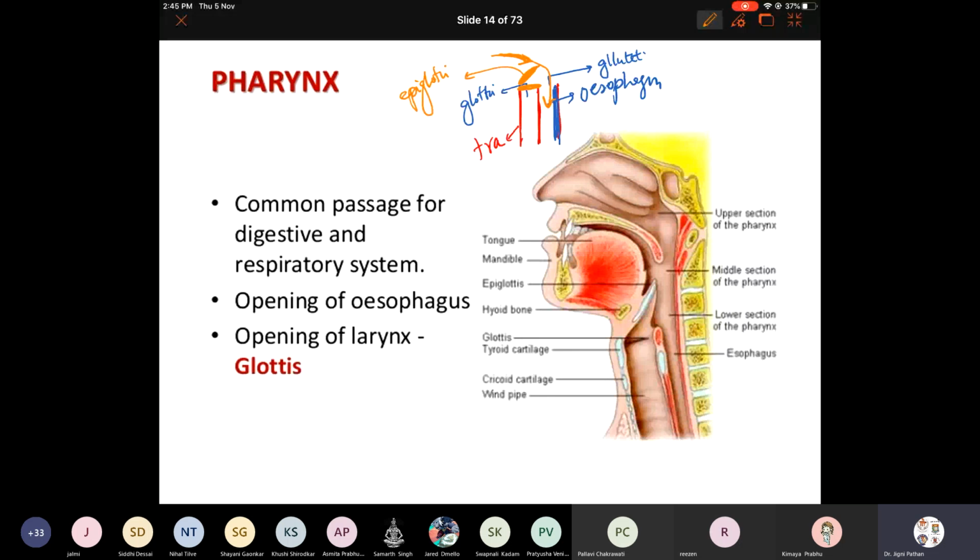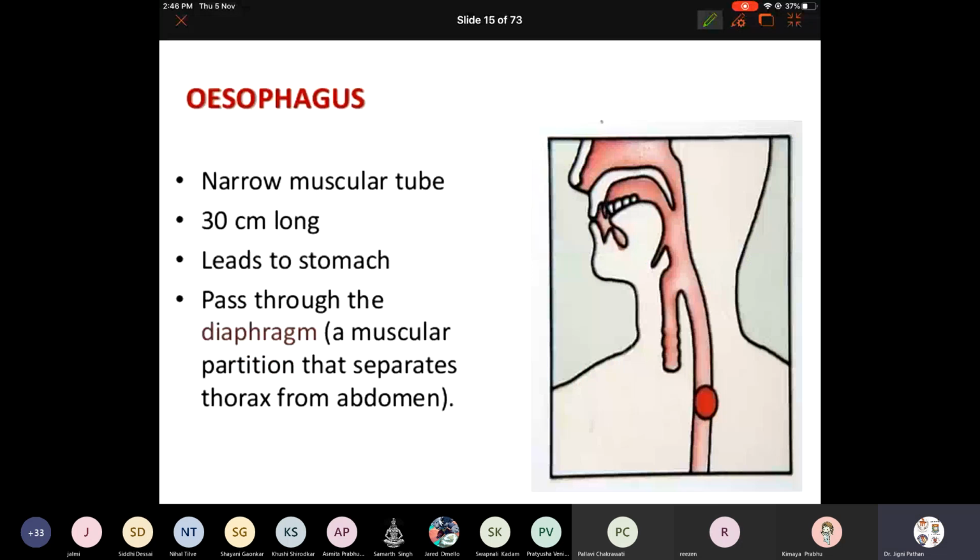If you see here in this, this is the epiglottis. Can you see the epiglottis? Imagine this is a food which is coming. When the food is coming, it will close this flap over here, and the food enters into the esophagus, not into the trachea. Clear?